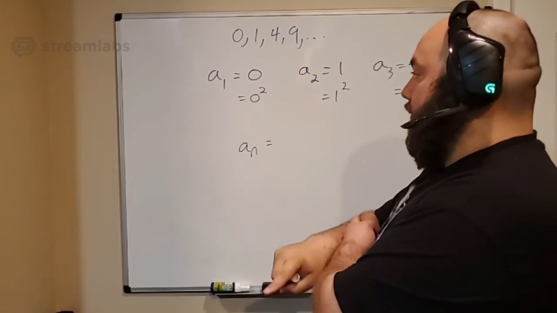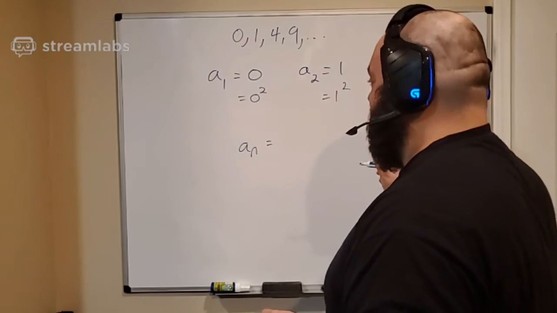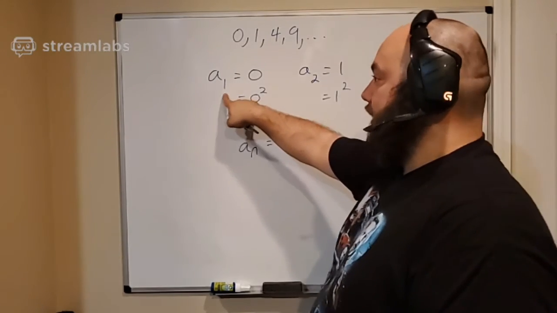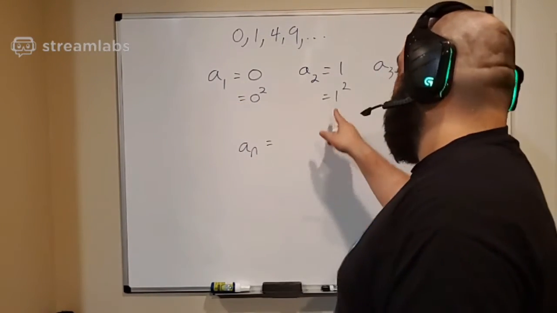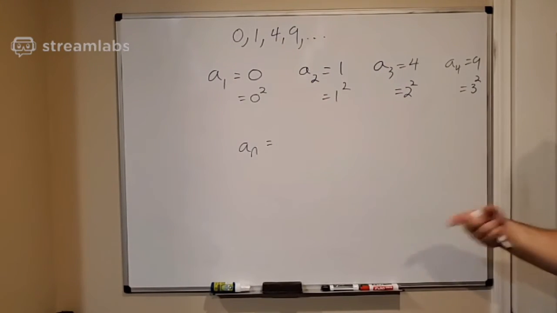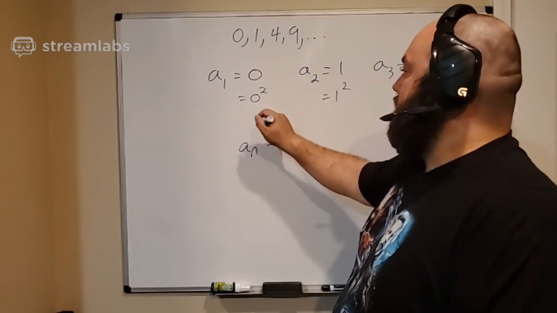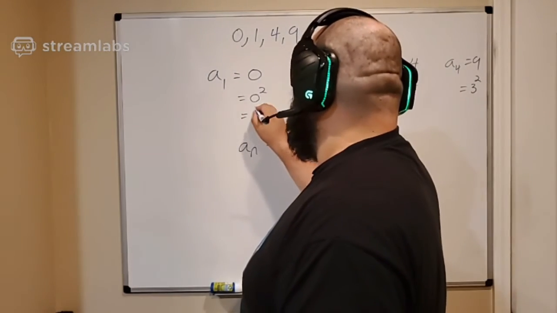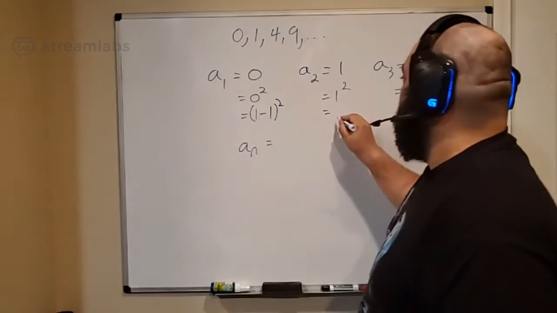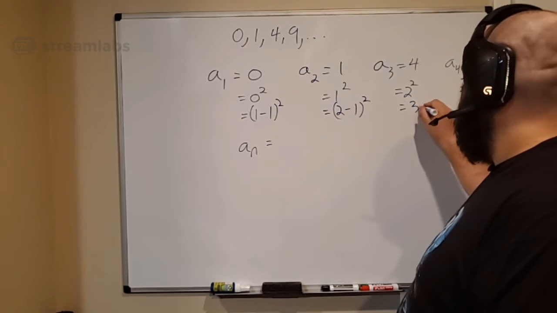So how do I get from 1 to 0? How is 0 related to 1? It's 1 less. How is 1 related to 2? It's 1 less. How is 2 related to 3? It's 1 less, etc., etc. So what we can say is this is now equal to 1 minus 1 squared. This is equal to 2 minus 1 squared. 3 minus 1 squared. And this is 4 minus 1 squared.